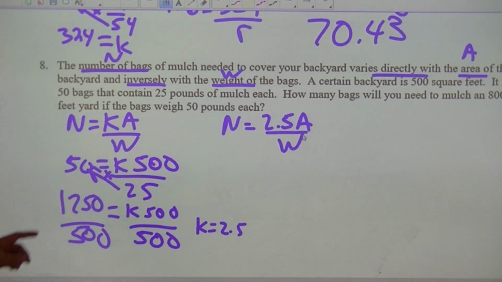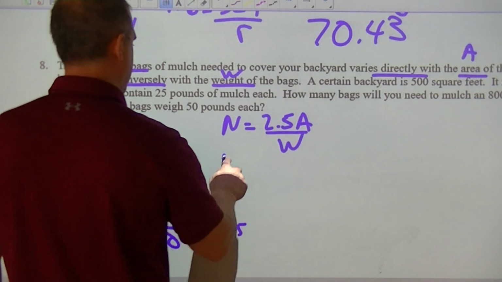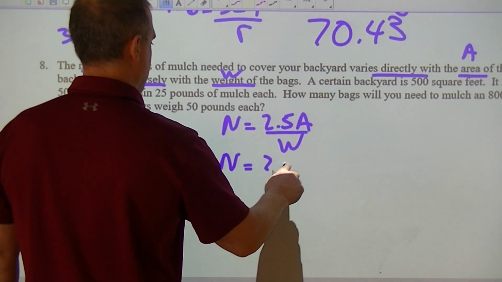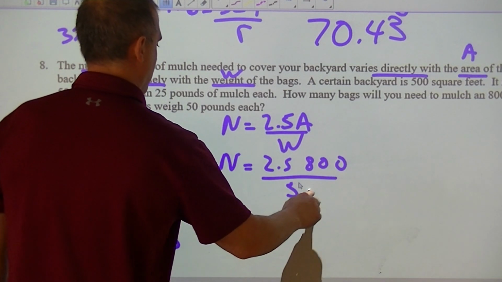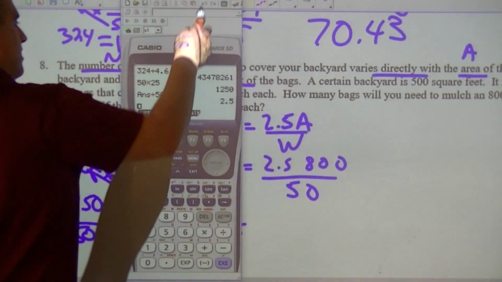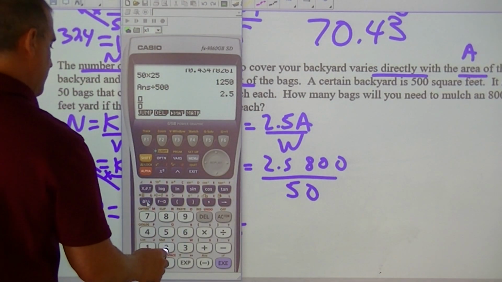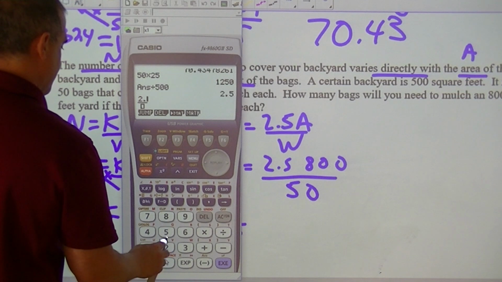Okay. How many bags will be needed if you have 800? 800. They weigh 50. When all those numbers are on one side, you can just go ahead and use your fraction button and type those in.